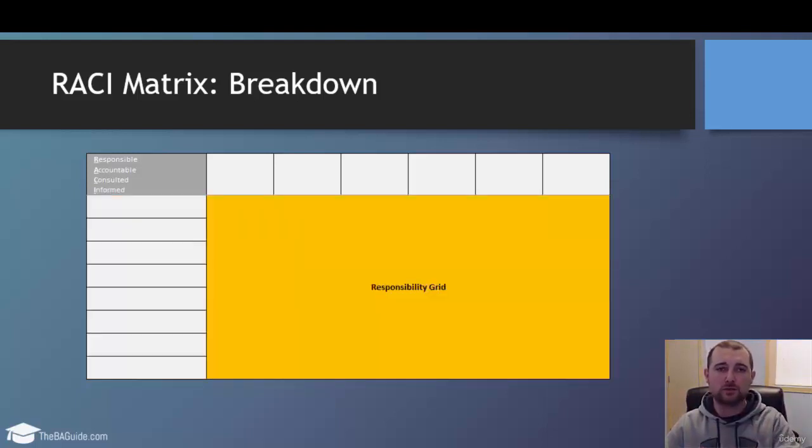And then in the middle is your responsibility grid. And what that is showing is, okay, if you're looking at the certain column of that stakeholder and the row of the task, what is their particular responsibility for that? Are they responsible, accountable, consulted, informed, or none of the above for that particular task?